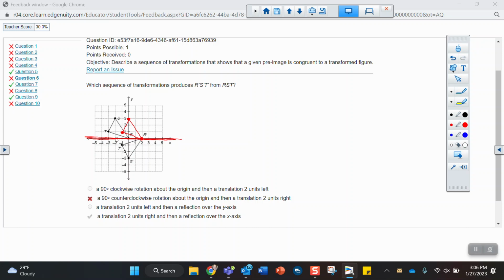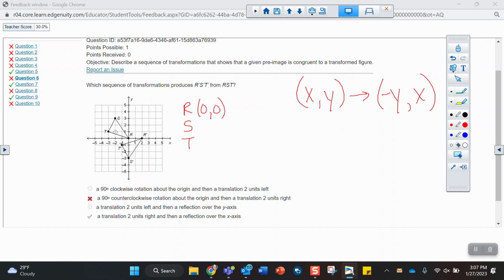Let me see, I'm just going to look at the one that you picked and see if I can get what that one would be. So 90 degrees counterclockwise rotation. So we just shared that if those ordered pairs are x, y, the y is going to move into the x spot and change signs, and the x moves into the y spot. So the first thing I'm going to do is name these ordered pairs, R, S, and T. R is at 0, 0. S is at -2, 3. And T is at -3, 1.